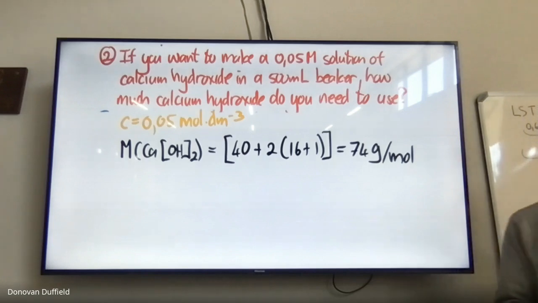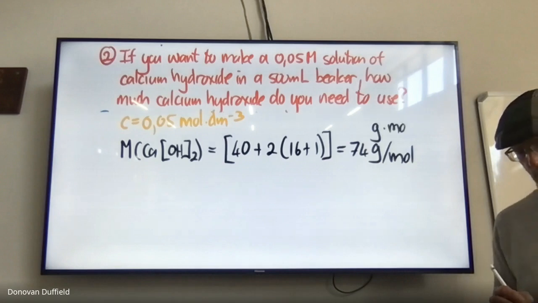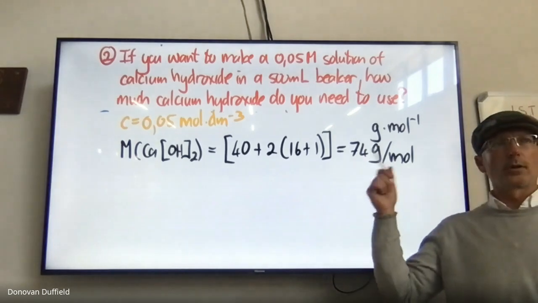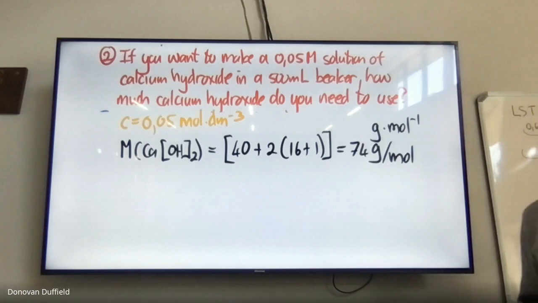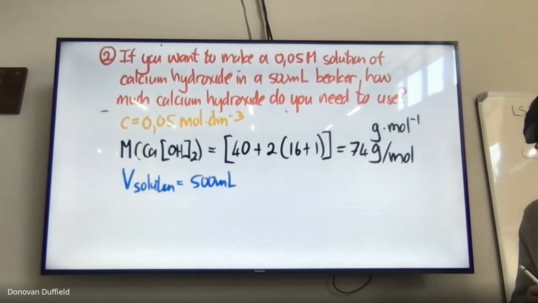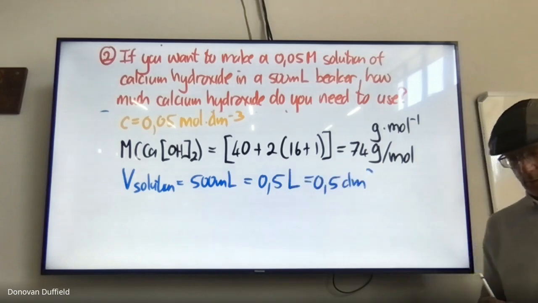Get your units right. You can also write this as grams times mole to the negative 1. Then you see people put grams divided by mole to the negative 1. That's wrong. Be unit focused. Units are very important. We have 500 milliliters, so the volume of the solution is 500 milliliters. We divide by 1,000, so it's going to be 0.5 liters, which is the same as 0.5 cubic decimeters.